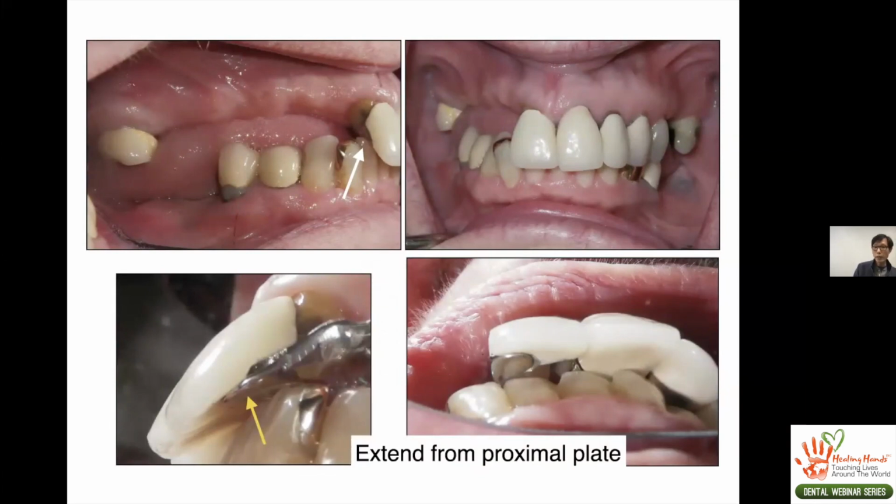So I would say, again, this would be an exception, so that the cingulum rest is extended from the distal proximal plate instead of extended from the palatal aspect, such as a palatal strap. In that way, we didn't have to change the patient's occlusal vertical dimension.